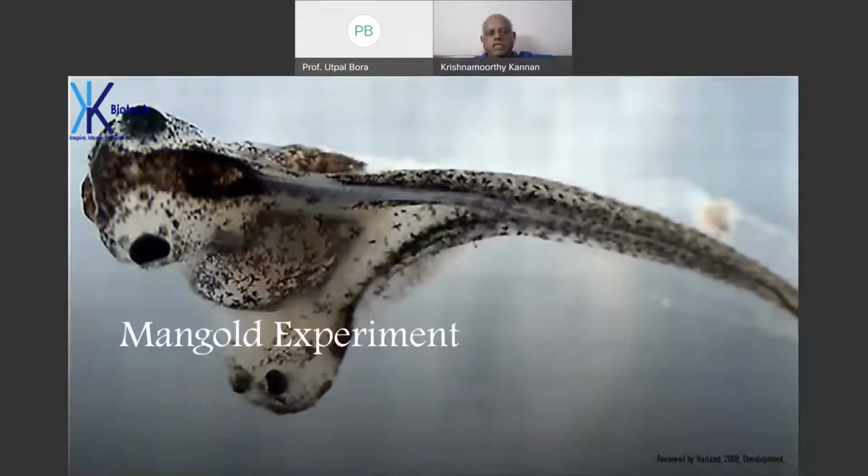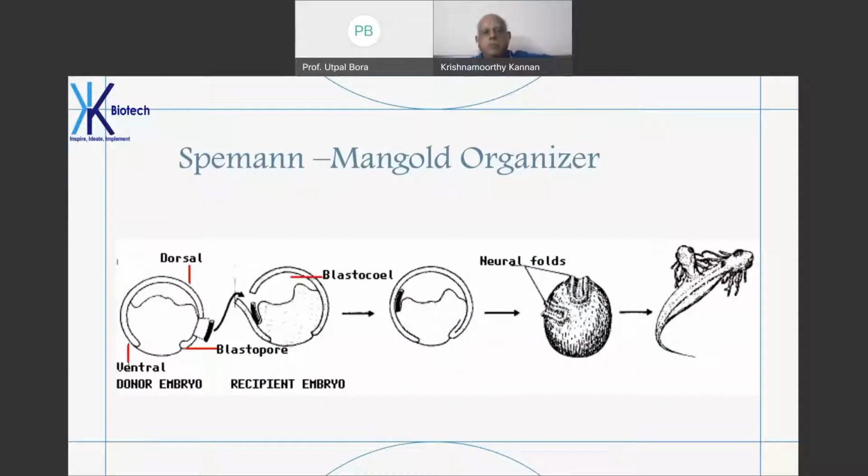Now you can see this is one of the very classical experiments called the Mangold experiment. What I'm going to illustrate is an experiment which demonstrated for the first time that they could create a bi-headed salamander. Before that, they would only produce a one-headed salamander. So how Mangold managed to do it is something very important for you to appreciate, and I'll just show you how this experiment was done.